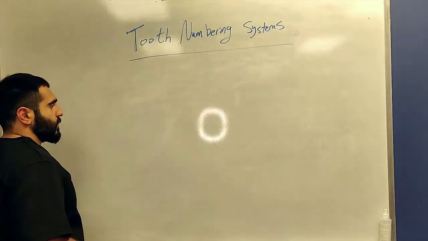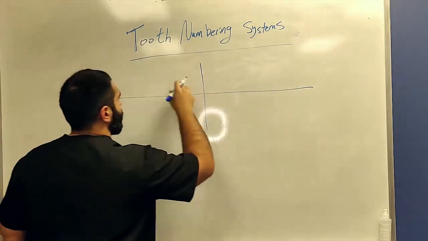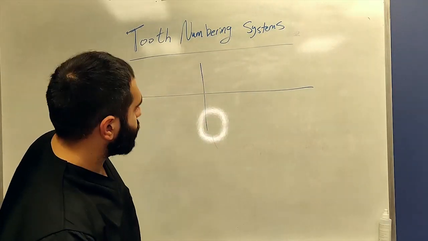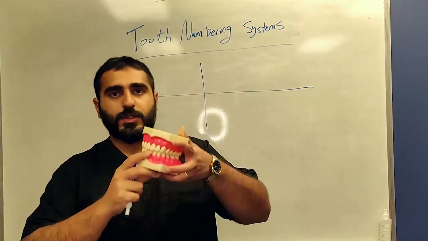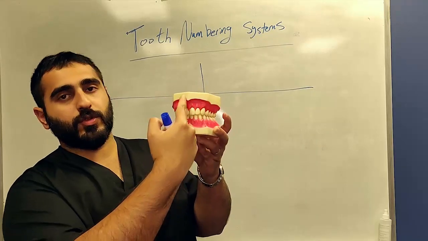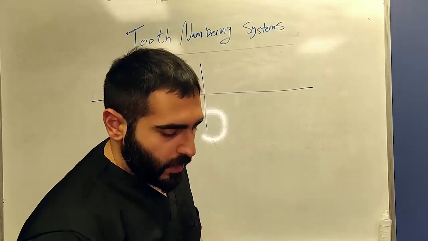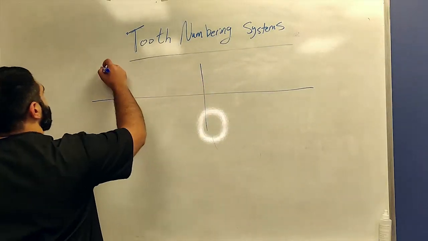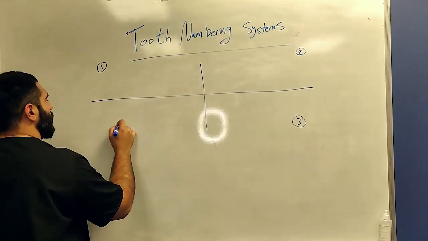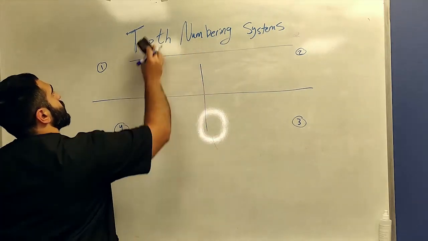So for the universal system, first I'm going to draw the quadrants. Of course, you know that this is the first, second, third, and fourth quadrant. If I have to show it here, I would say first quadrant, second quadrant, this line between the two central incisors being the midline. You have the third quadrant and the fourth quadrant. So let's also write it. One. So in the universal, let's write universal here. Let me erase this.